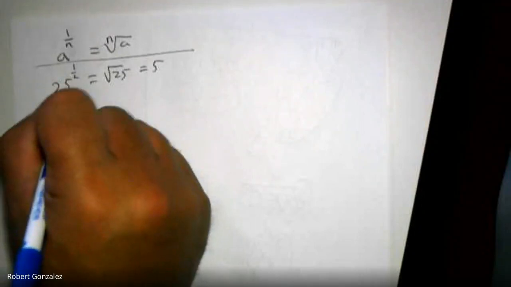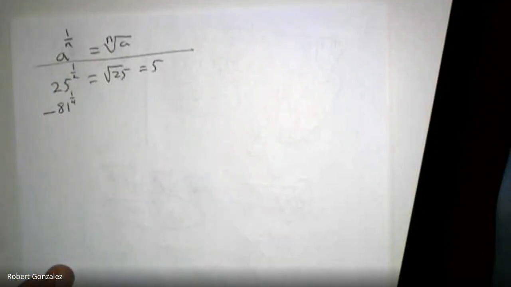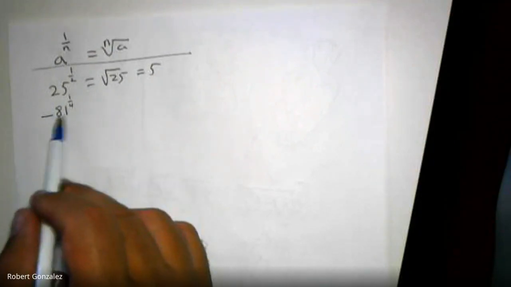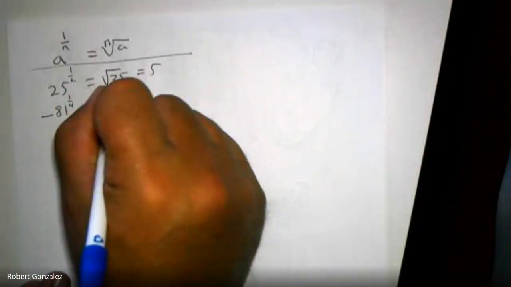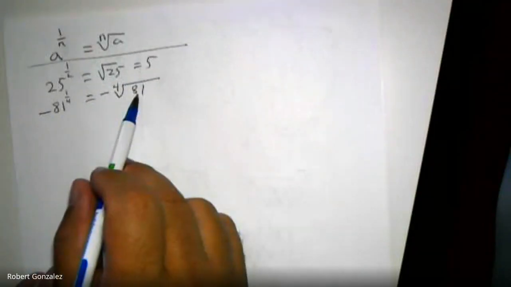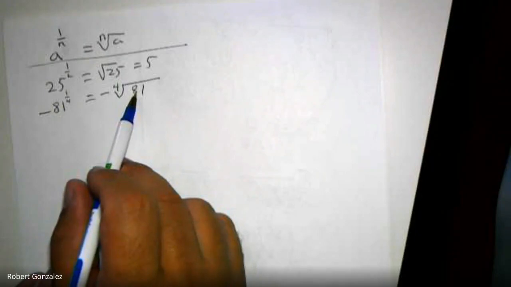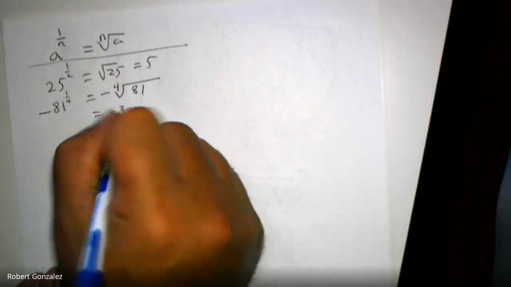How about the opposite of 81 to the 1/4? When you have this rational exponent, it applies to the number here, but not the sign. The sign goes outside of the radical sign. I can do the factor tree and the whole thing that I did a moment ago, and I'll see that this equals -3.